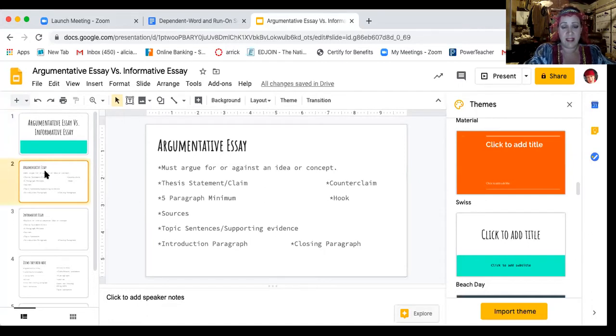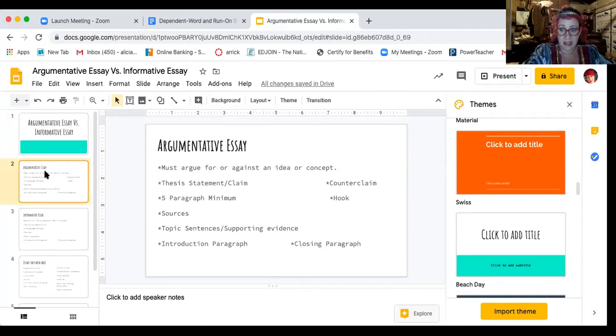Now, there are definitely similarities between these two. So let me go over what each one requires, and then I'll tell you what the fundamental differences are between the argumentative and the informative. Your argumentative essay, the most important thing you have to understand is you must argue for or against an idea or concept. It's not an argumentative essay if you don't argue a point, if you're not trying to convince me how I should think of a certain subject or topic.